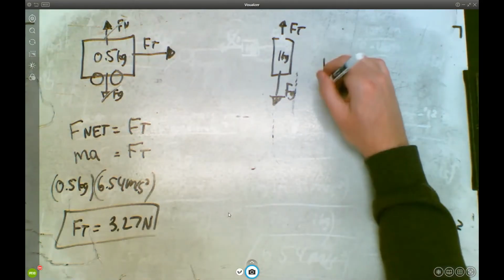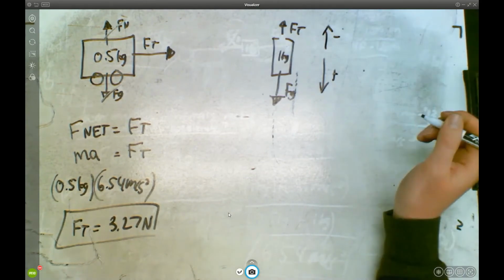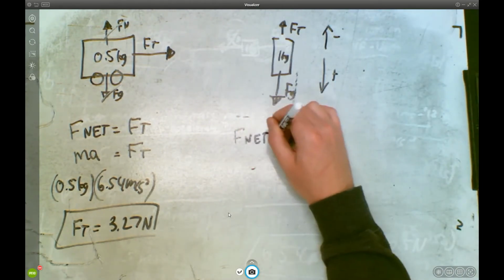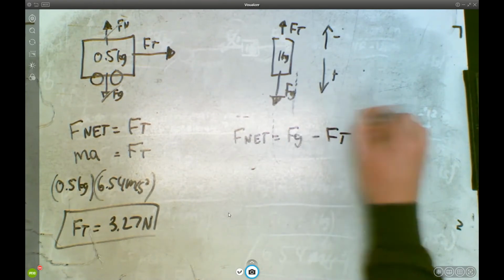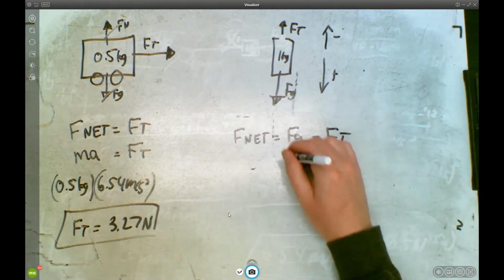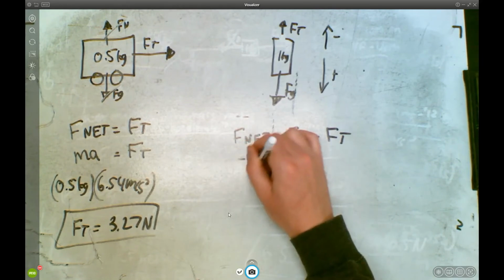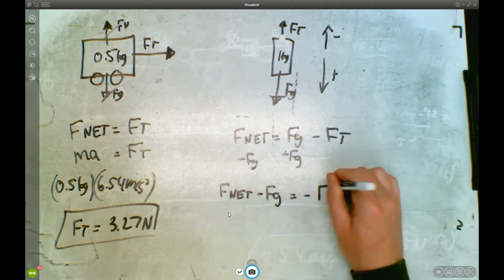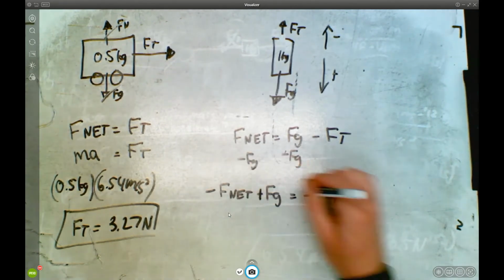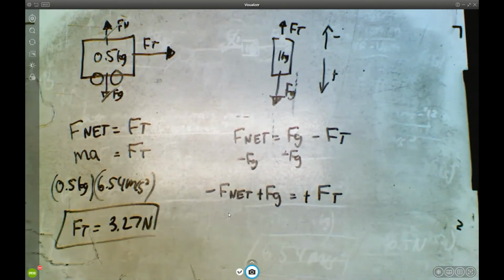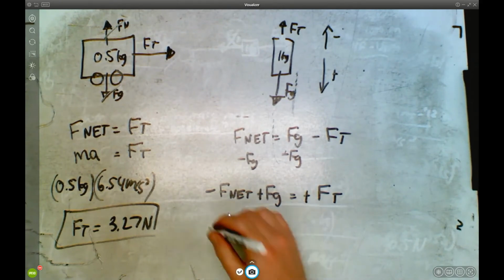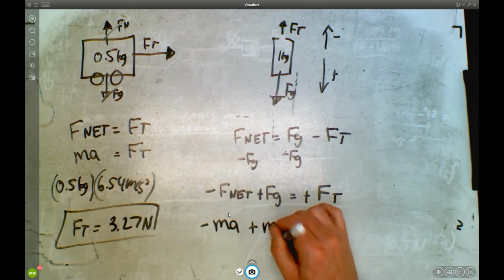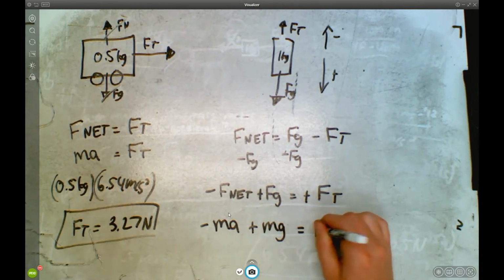So it's accelerating down, so I'm going to make down positive, up negative. And I can write an FNet equation where it's Fg minus Ft. I want to find force of tension, so I subtract Fg from both sides. FNet minus Fg equals negative force of tension. Make this negative, this positive. It's the same as that last elevator question we did. Negative mass times acceleration, plus mg, is equal to my force of tension.